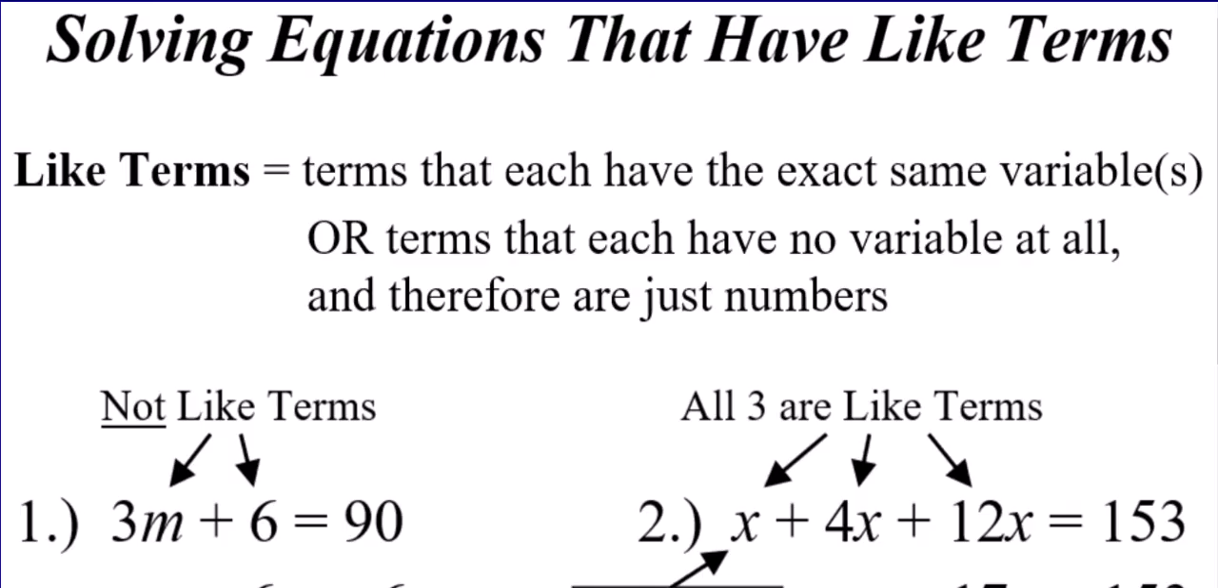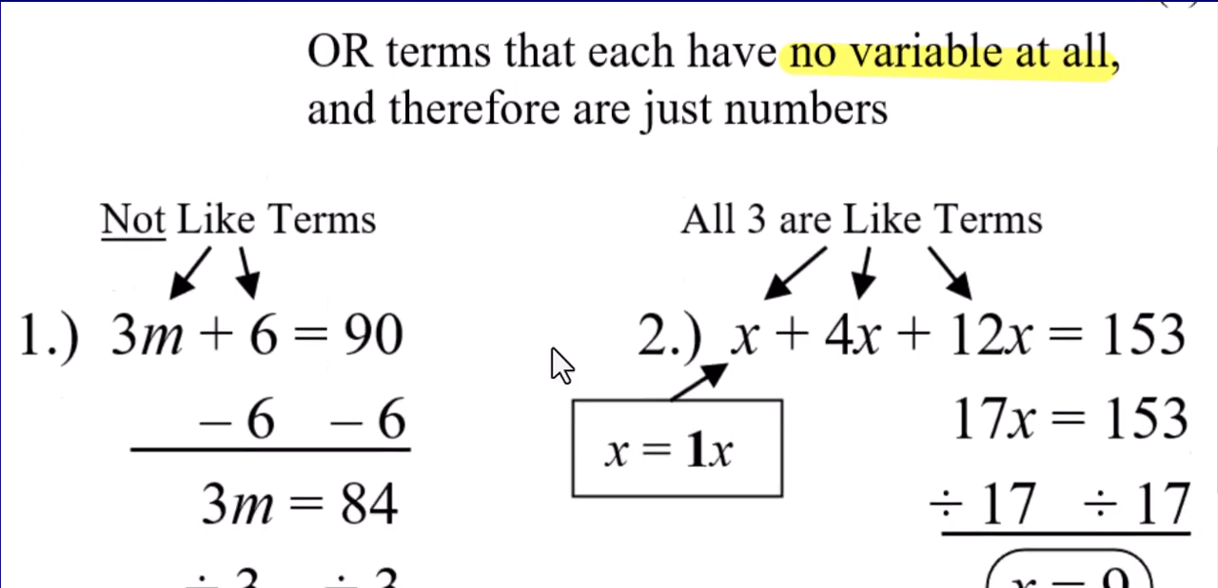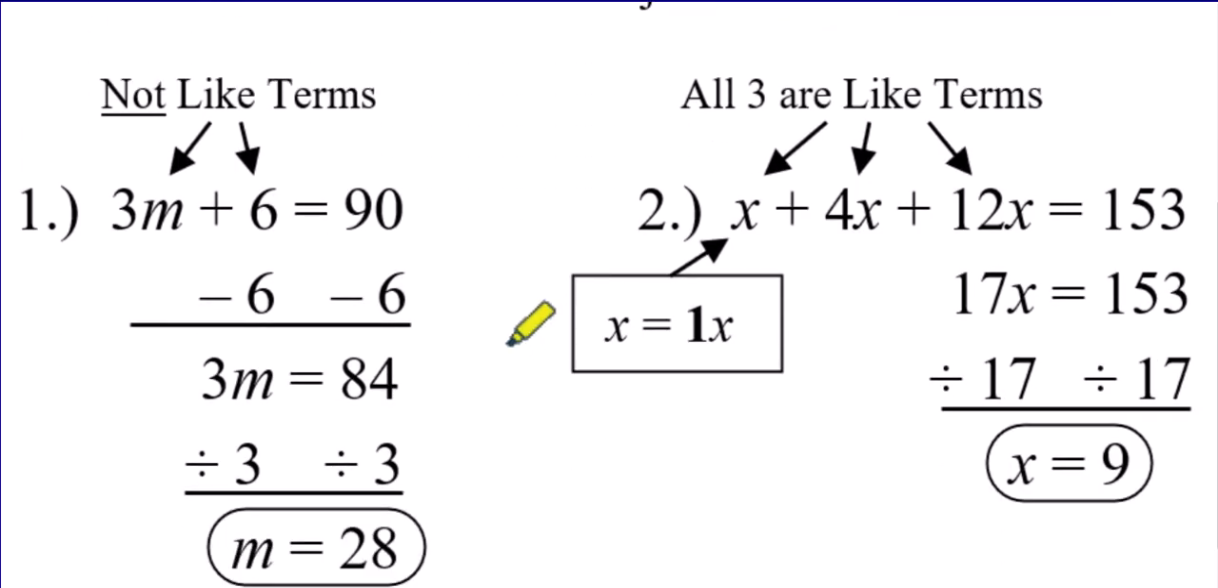Alright, as you guys probably recall from earlier this school year, like terms are terms that have the exact same variables. However, they also can be terms with each having no variable at all, therefore just being numbers. Now, solving equations that have like terms.